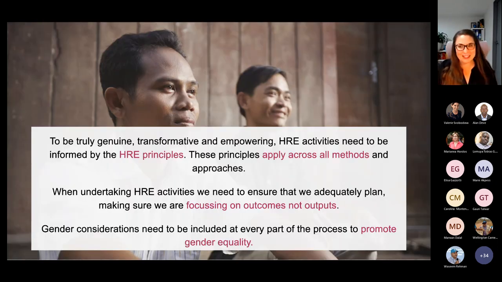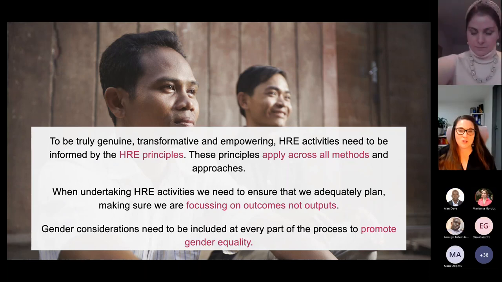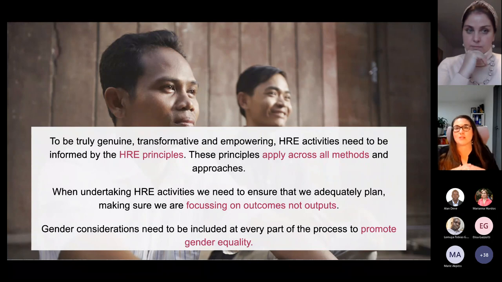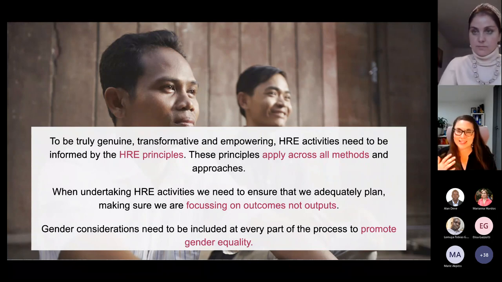So I'm just going to quickly wrap up just to say, human rights education, to be truly genuine and empowering, really needs to be based and informed by these human rights education principles, and they apply across all the methods and approaches that we've seen. And whenever you're undertaking your human rights activity, the logic model is a really good framework to help start planning your activity and then understand to what extent you actually achieved what you set out to achieve.